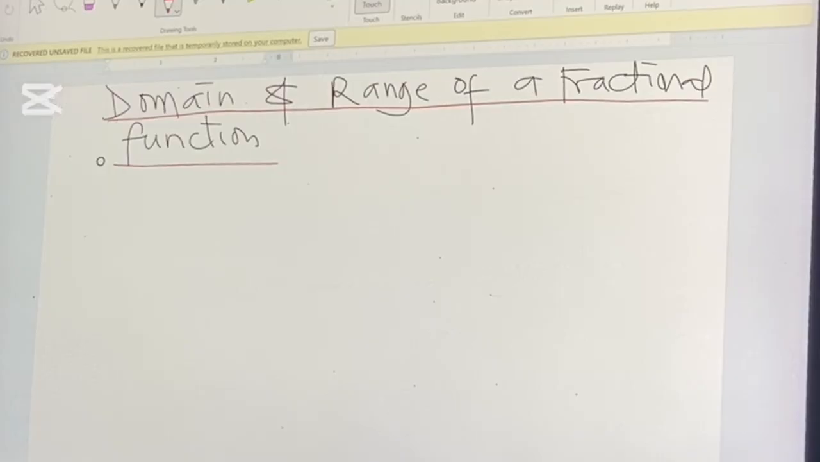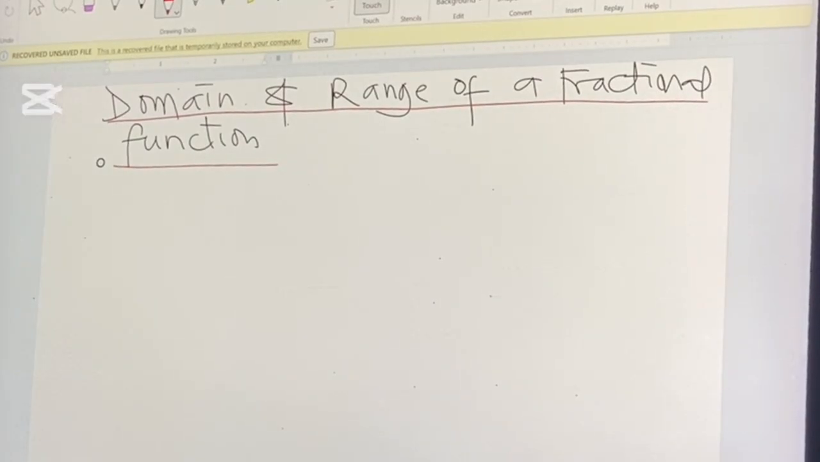To find the domain and range of a divisional function without a radical function, we set the denominator to be equal to 0, then solve for the value of s.